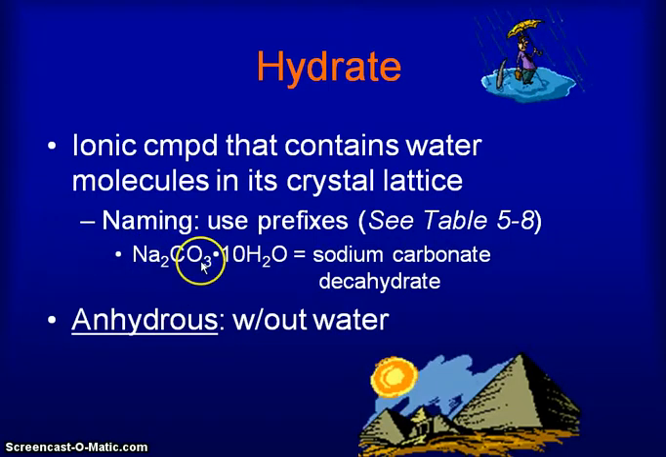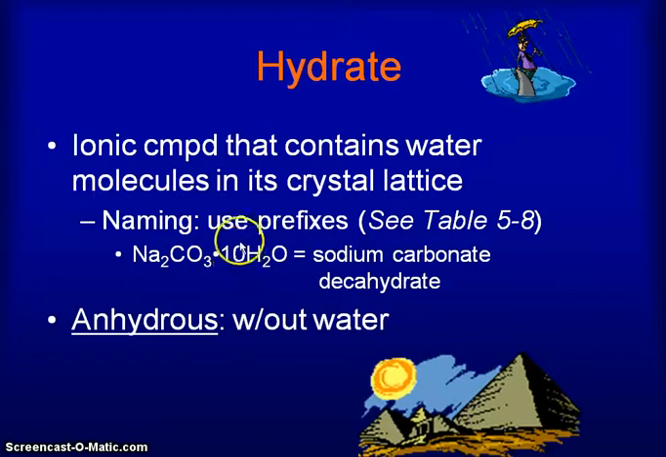So the beginning portion of a hydrate name looks just like an ionic compound, like this one here is sodium carbonate. Then you're going to see this little dot, and then a number, and the H2O formula after that. And we're going to use a set of prefixes, which is in table 5-8 in your book, to tell us how many of those waters are attached. So this particular compound is sodium carbonate decahydrate, because deca is the prefix for 10.